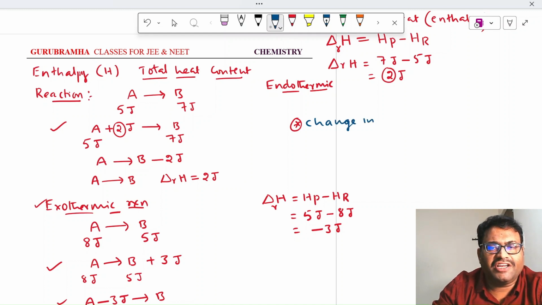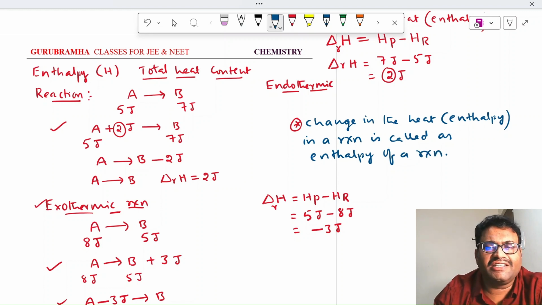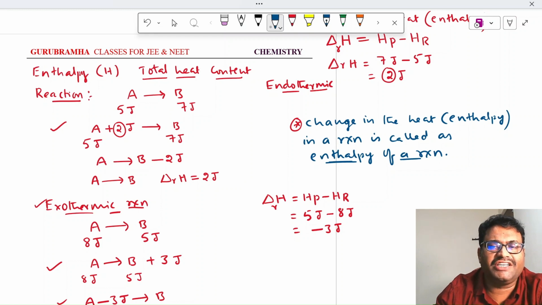Change in the heat or enthalpy during a reaction is called the enthalpy of a reaction. Enthalpy of a reaction means that during a reaction there will be some change in the heat, and that change in the enthalpy or heat is called the enthalpy of a reaction.